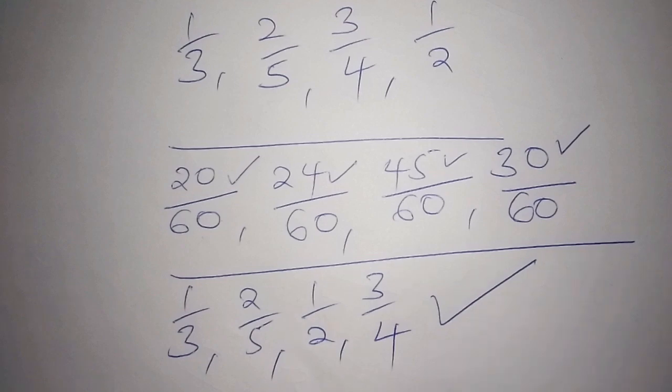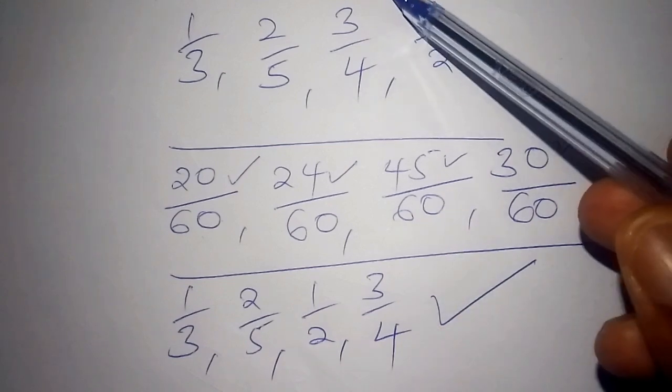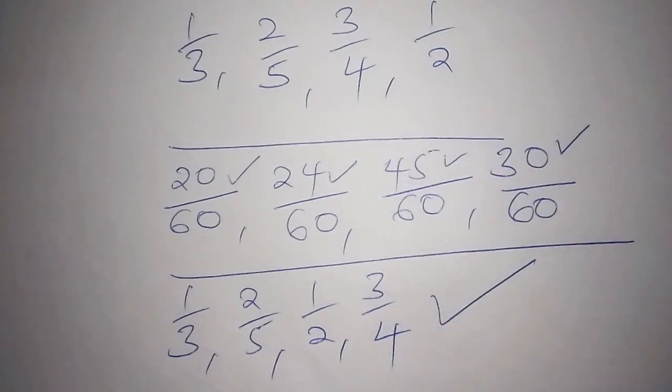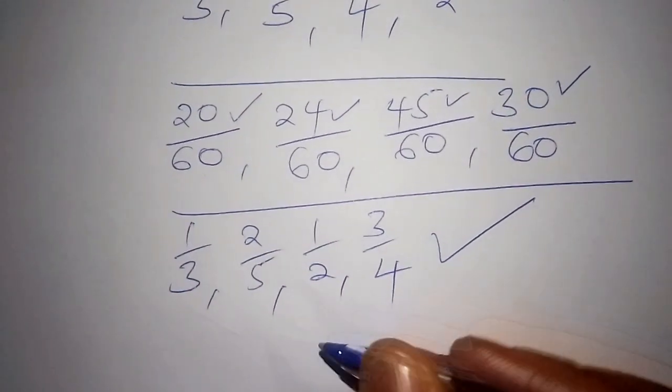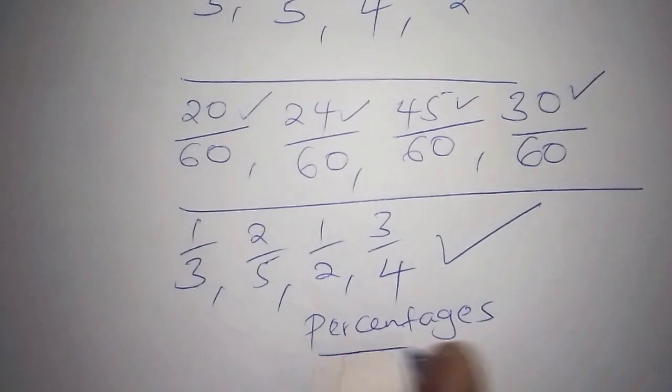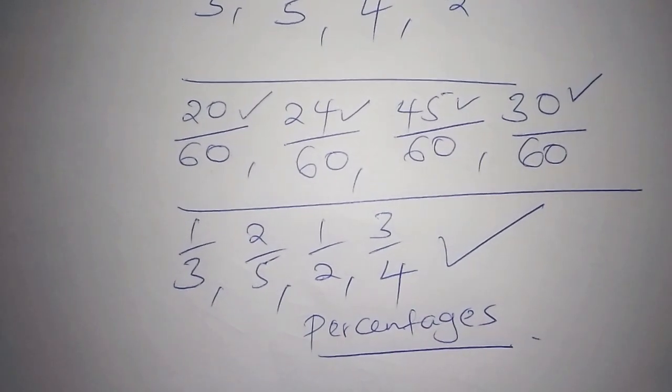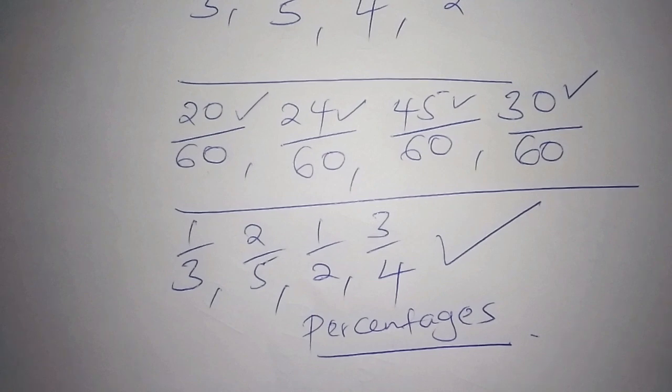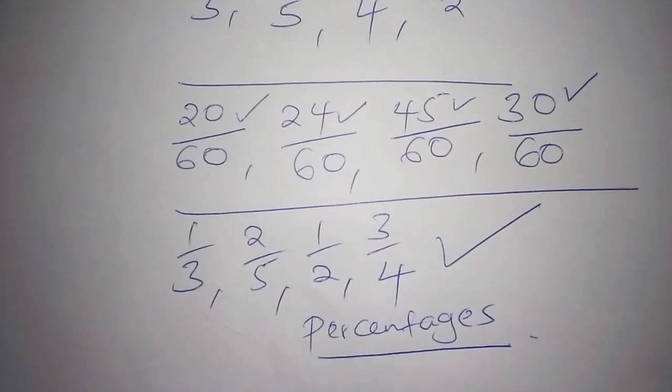Now we have two ways in which you can work out these fractions by arranging them. One is by the use of the LCM. The next one is by the use of percentages. So we can also use percentages to work out this problem. An assignment that I want to give you is to arrange this maths problem by the use of percentages, but not by the use of the least common multiple.